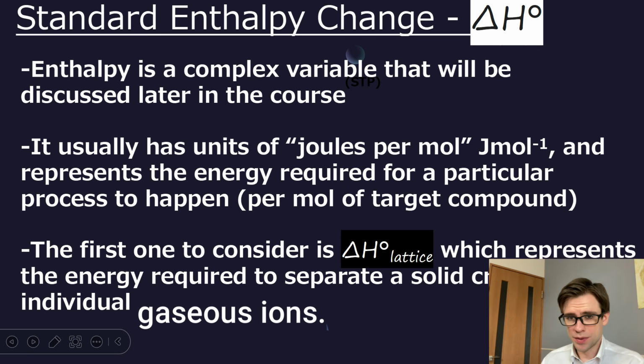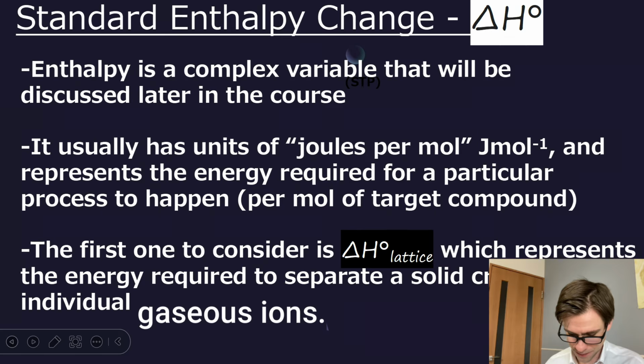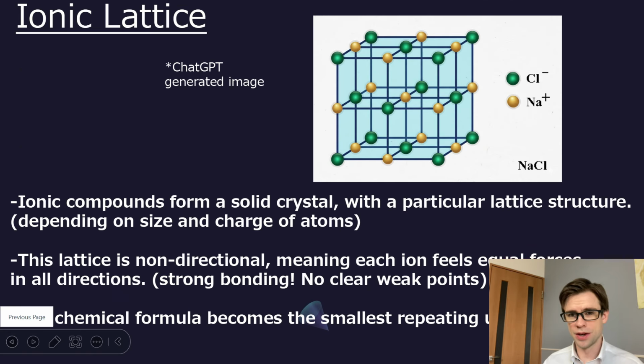So the first one that we will consider is lattice enthalpy, or lattice energy. Delta H standard, subscript lattice. This represents the energy required to separate a solid crystal into individual gas ions. So I'd like you to imagine the lattice on the previous slide here, NaCl. If I were to just take one ion, maybe the chloride in the top left corner there, and just apply force and energy and pull it away, if I pull it enough, it will escape all the electrostatic forces and the electric fields of the ionic crystal and become a free ion.